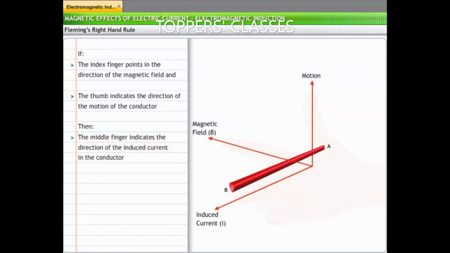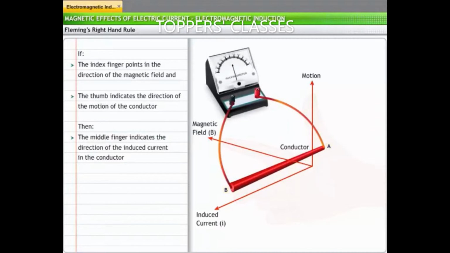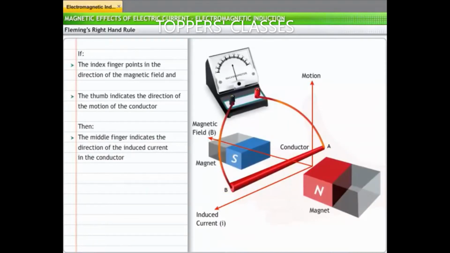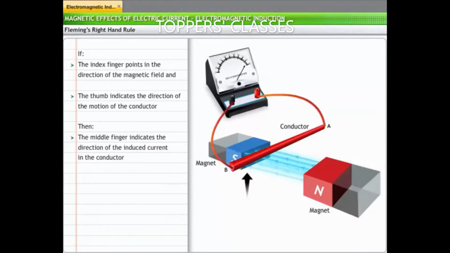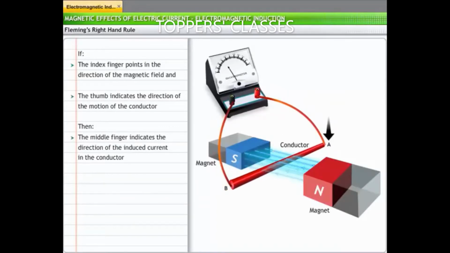Consider a conductor AB connected to a galvanometer placed in a magnetic field. The direction of the magnetic field is from the North Pole to the South Pole. When you move the conductor up, the galvanometer needle deflects to the right. This rightward deflection indicates the direction of the current in the conductor from end A to end B. If you move the conductor downwards in the magnetic field, the galvanometer needle deflects to the left. This indicates the direction of the current in the conductor from B to A.